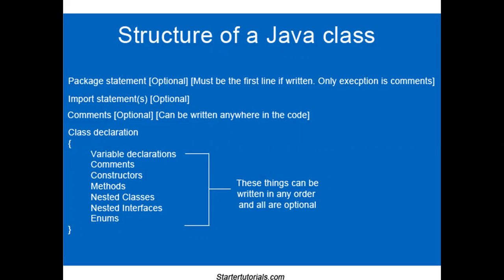Coming to the next statement, comments. So we can write one or more comments in a Java class to explain the use of certain statements or to provide information like the purpose of a class, author's name, date, and time of creation, etc. So comments are also optional. Comments can be written in the first line or anywhere in the program.